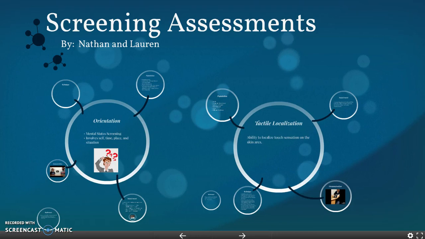And for this screening assignment, we had orientation and tactile localization. And for this video, we're going to be talking about what tactile localization is, what population it most commonly affects, how to screen for it, and how to be able to tell if somebody is impaired in this area.